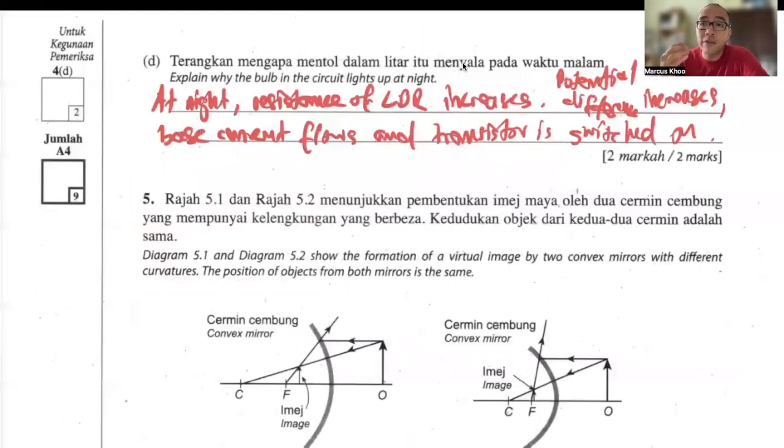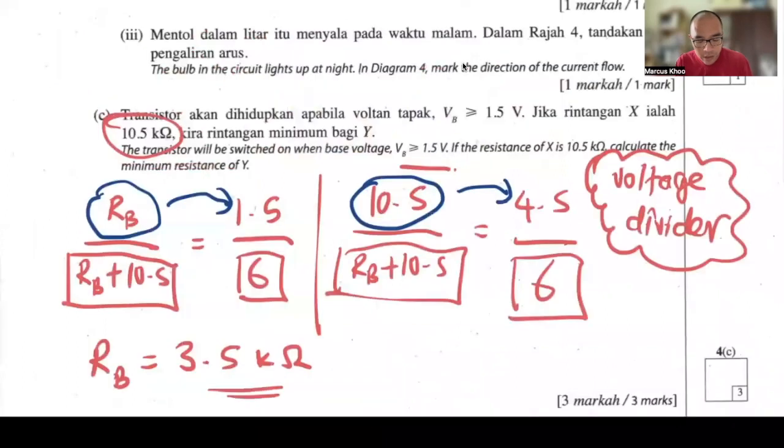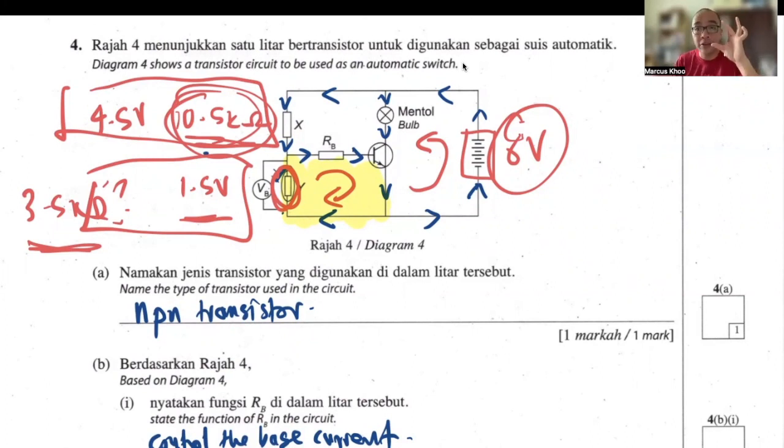You need to have a big enough resistance. If you did a calculation just now, it's 3.5 kilo ohms, and this is 10.5 kilo ohms. What you notice is that it is not that the bottom resistor must be bigger than the top resistor. No, it is just that we change the resistance to make it bigger, so that the voltage will be much bigger. Voltage much bigger, then after that you can have a big enough base current. That's all you're doing. You're just increasing the resistance of the base circuit.